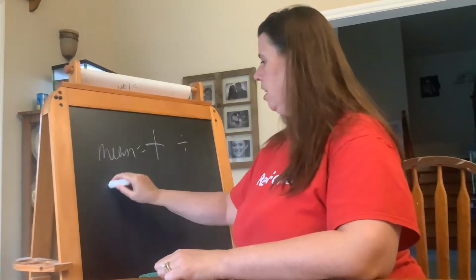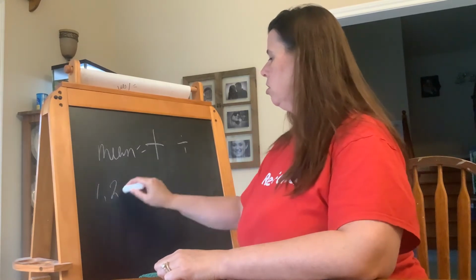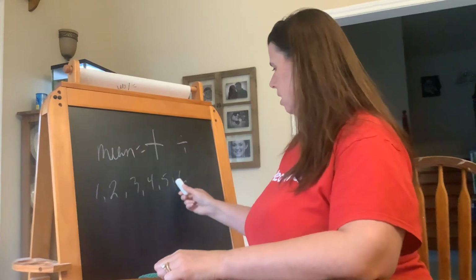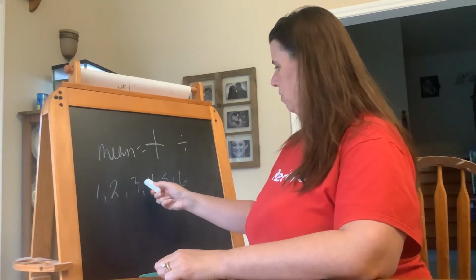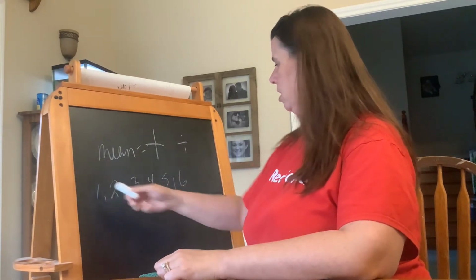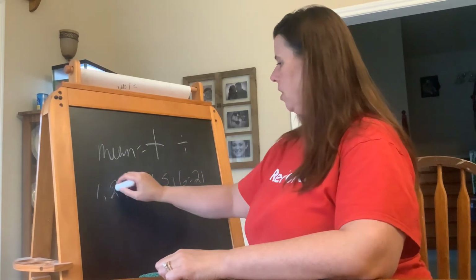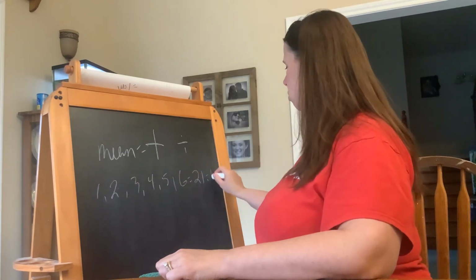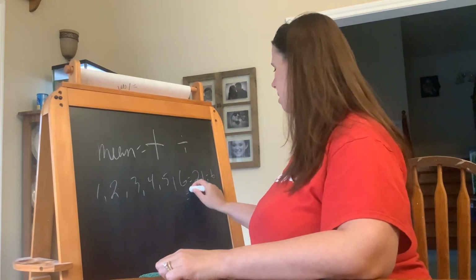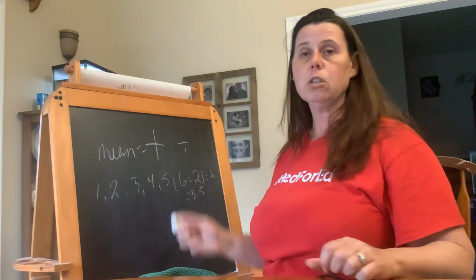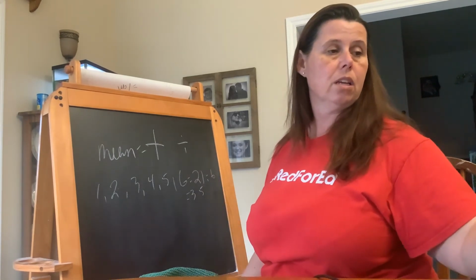So if I have data 1, 2, 3, 4, 5, 6. 6 and 5 is 11, and 4 is 15, and 3 is 18, 21. So it's 21, and I have 1, 2, 3, 4, 5, 6 pieces of data. 21 divided by 6 is 3.5. Okay? You need to know how to do the mean.